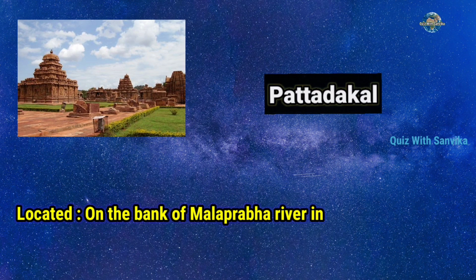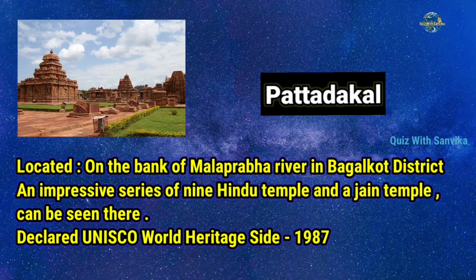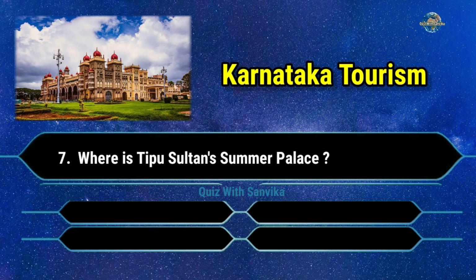Pattadakal is located on the bank of Malaprabha River in Bagalkot district, an impressive series of 9 Hindu temples and a Jain temple can be seen there. Declared a UNESCO World Heritage Site in 1987.